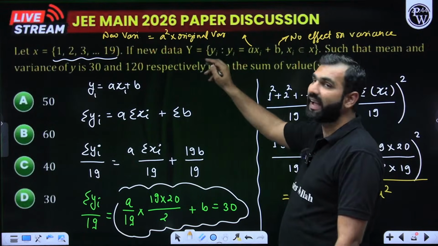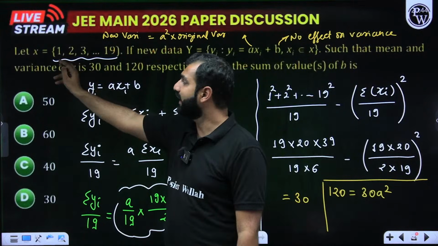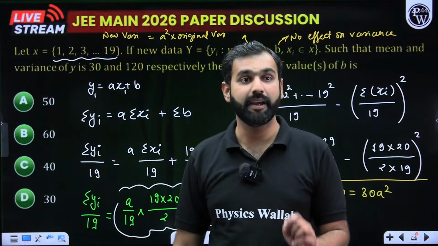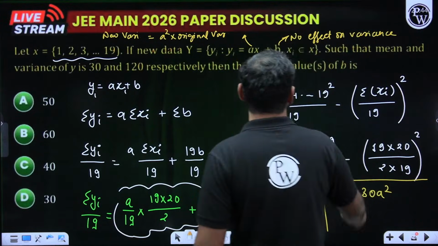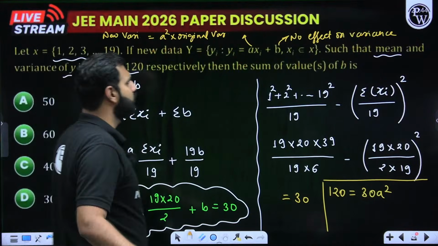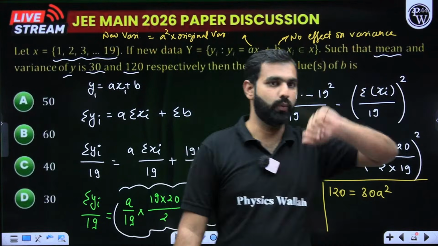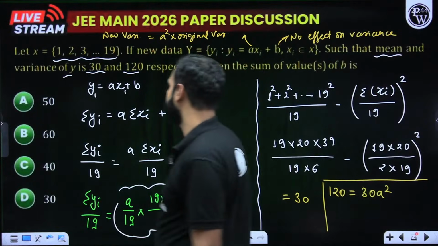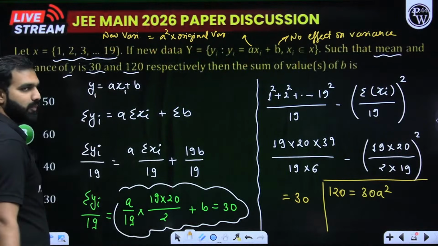So all these yi are nothing but a times xi plus b. A times xi plus b, remember this. With that, such that the mean and the variance of y are 30 and 120. So let's work on this data first, then we'll go back to x. How do I define the mean of y? I hope you're understanding. Y is defined as a xi plus b.